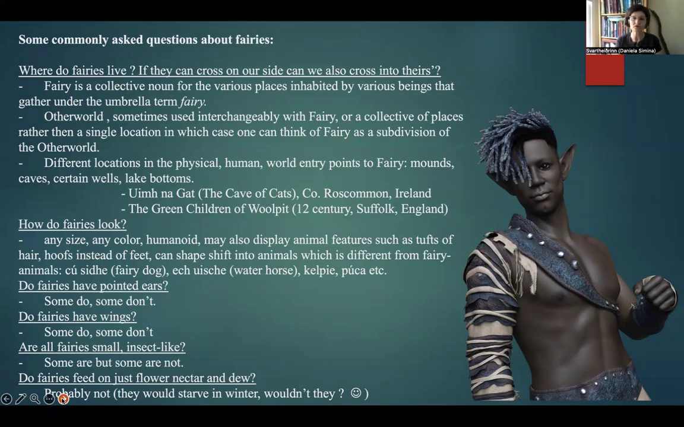It is strongly associated with both the Morrigan, the great Irish goddess, as well as with fairy beings, a kind of transit point. There is a story of the green children of Woolpit that speaks of this place in Suffolk, England in the 12th century. So this is actually recorded. It's written down. And it speaks about a cave.